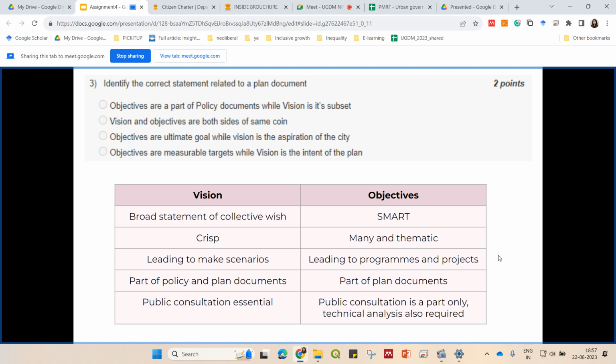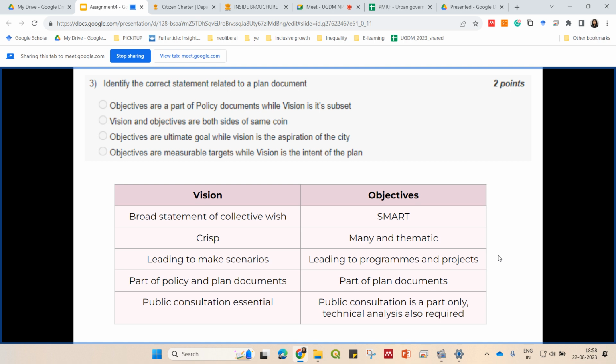So vision is a part majorly of policy documents, but can even be incorporated into plan documents, while objectives are the part of plan documents, not policy documents. So policy document is something that the city wants to do, and plan documents is something which communicates how the city will. So vision tells what the city wants to achieve, and objectives tell how the city will achieve it. Vision comes from public consultation.